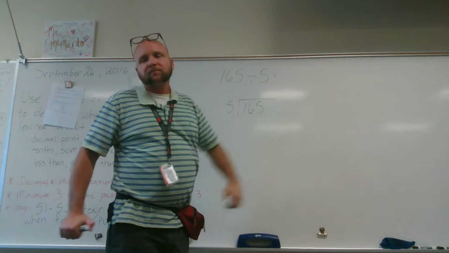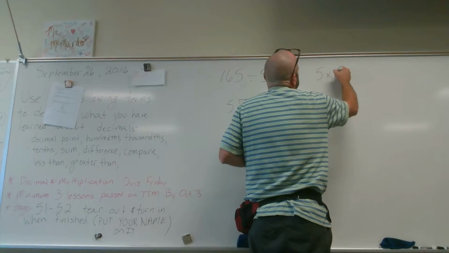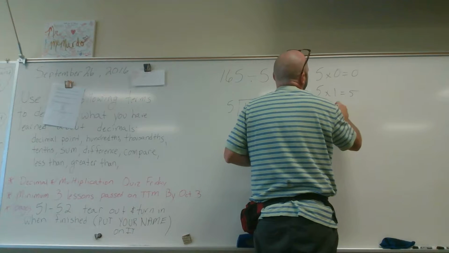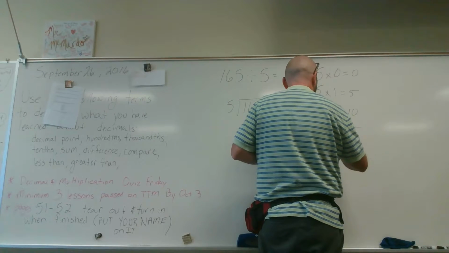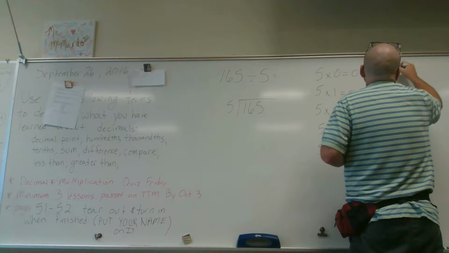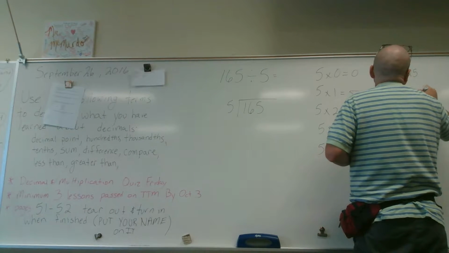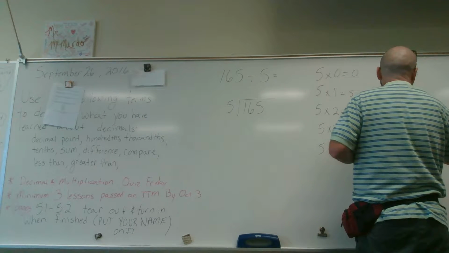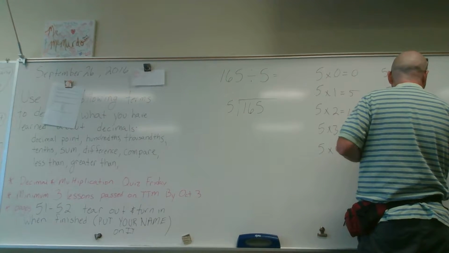So, again, if I'm too lazy to get out my multiplication chart, I can always do my 5 times 0 equals 0, 5 times 1 equals 5, 5 times 2 equals 10, 5 times 3 equals 15, 5 times 4 equals 20, 5 times 5 equals 25, 5 times 6 equals 30, 5 times 7 equals 35, 5 times 8 equals 40, and 5 times 9 equals 45.